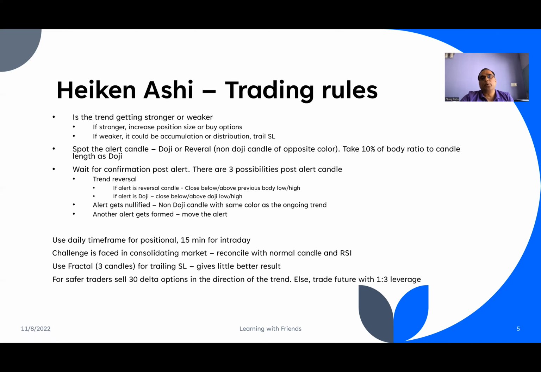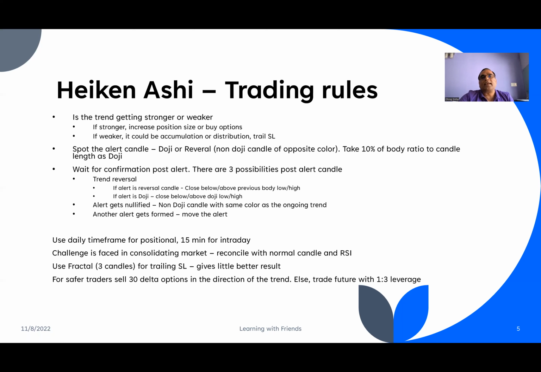Suddenly you encounter a doji. Doji, of course, all of us know what is doji. I have backtested with a doji being 10% of the ratio, the body of the doji being 10% of the total candle length. And that is how I defined doji in my backtesting, which has given me decent results. So that is how I define doji. But visually, you can also know, right, whether it is a doji or not. So doji can be of any color.